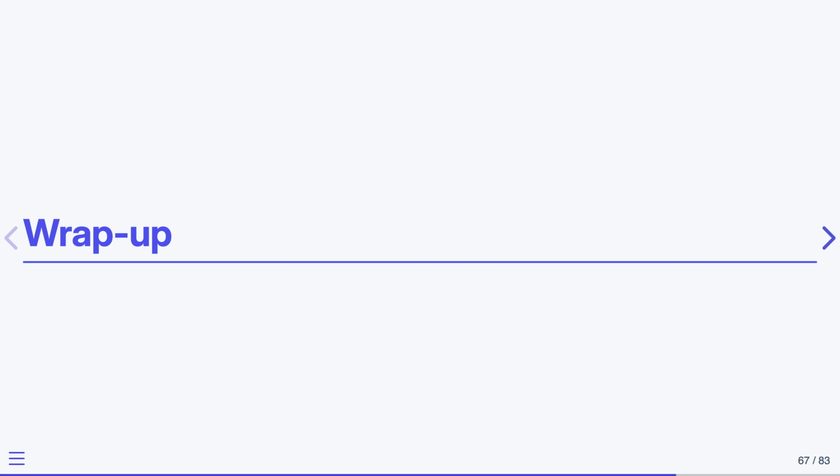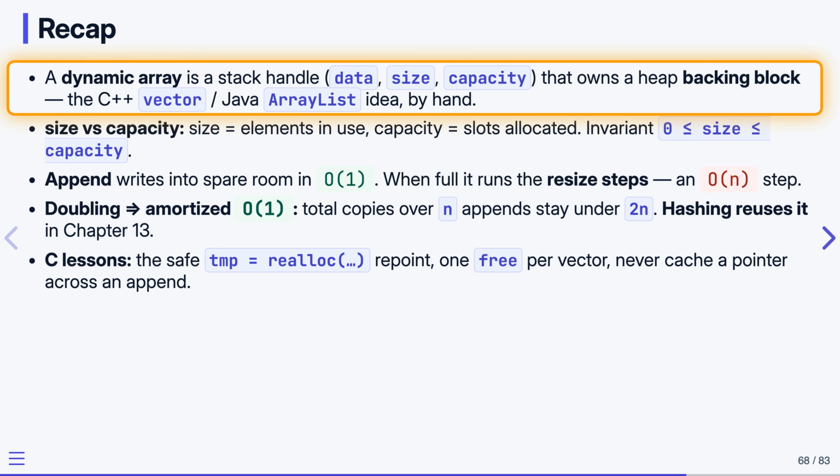That covers the main ideas. Let's stop for a moment and gather what we learned about dynamic arrays. Let's review. A dynamic array is a small handle on the stack. It holds three things: a data pointer, a size, and a capacity. That handle owns one block of memory on the heap. This is the same idea as a vector in C++ or an array list in Java.